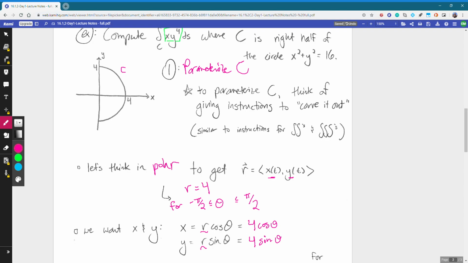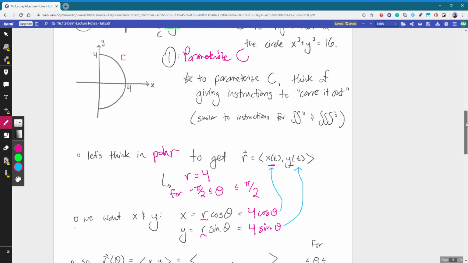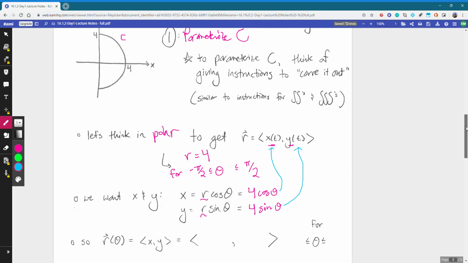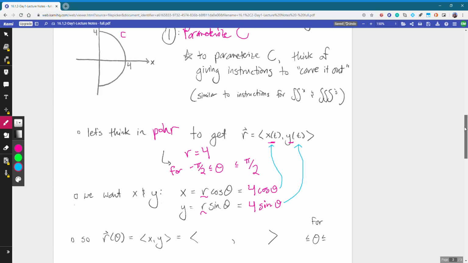And right there, we know what our x is, we know what our y is. We can take these and now just plop them into the x and y components to get our parameterization. And so putting that together, our parameterization, which, by the way, we're probably expecting a t to be showing up.